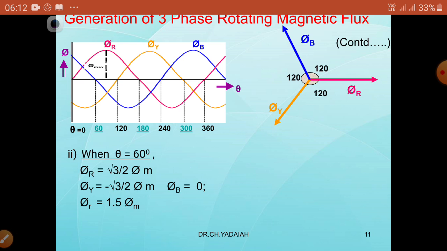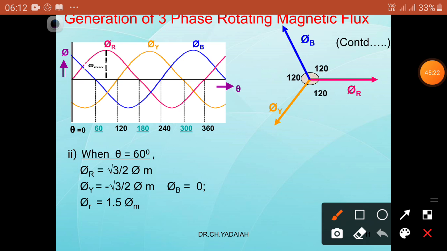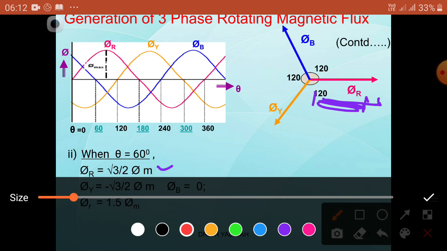So here phi r is equal to, how we are going to get? Phi r is root 3 by 2, that is 0.866 phi m, in the positive direction of R phase. R phase is this direction. The maximum magnitude is 1, but now we are going to get only 86%. This is the value. So we take in which direction? Positive direction, means this direction. Then write the figure. Now we are going to write it in red color. We take it, and this is the one direction, this direction.